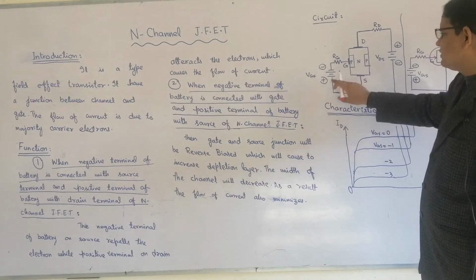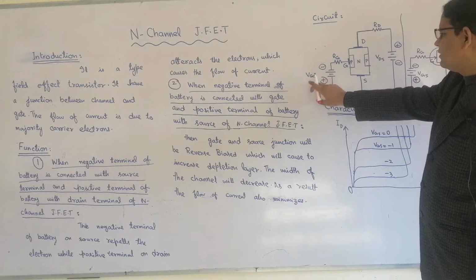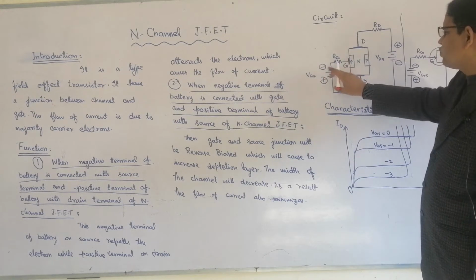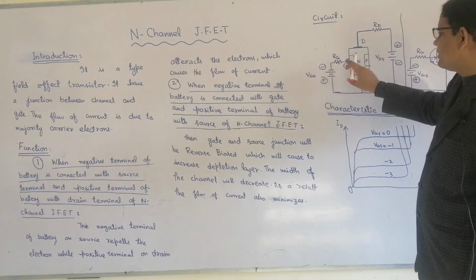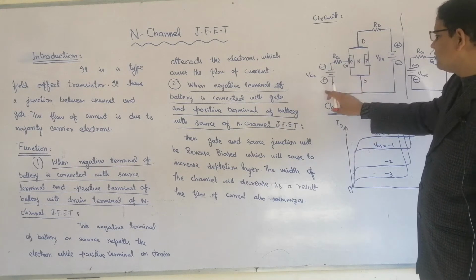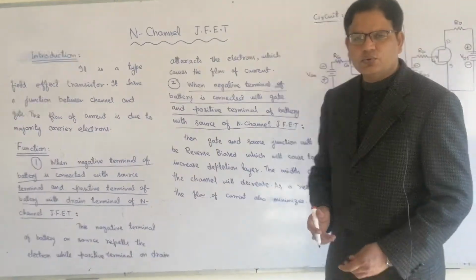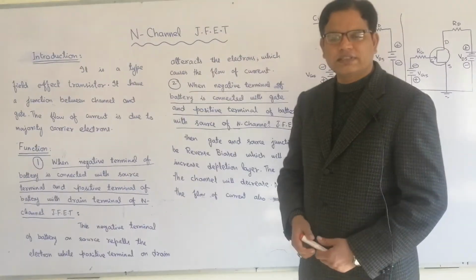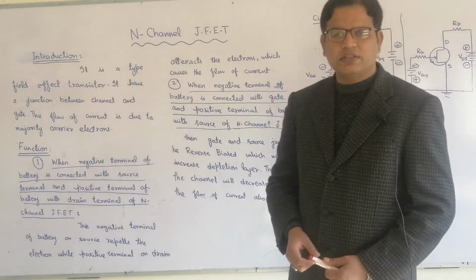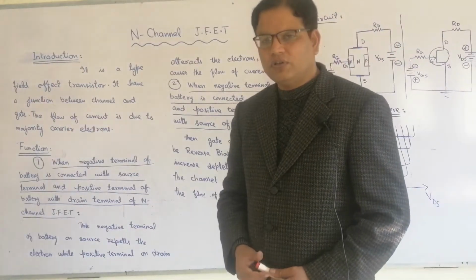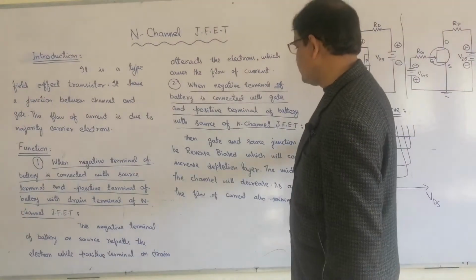There are two batteries. This battery is showing over here. VGS is showing that the negative terminal of the battery is connected to the gate, and the positive terminal is showing this position. So simply here we are watching the gate and source terminals in this position.